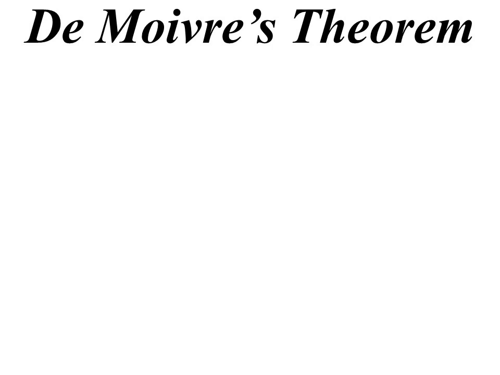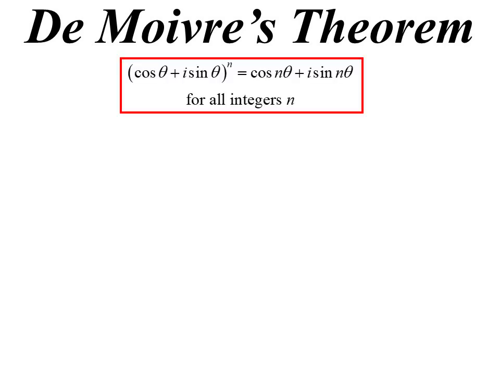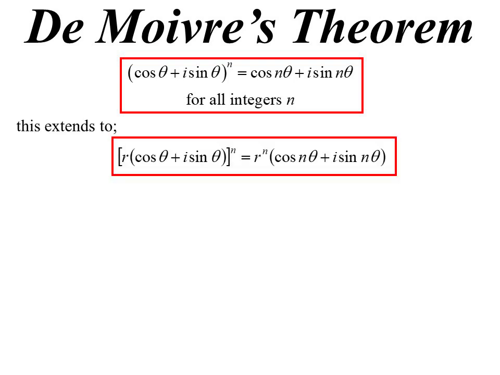Let's return to looking at complex numbers, and we'll start off with de Moivre's theorem, which is this: (cos theta plus i sine theta) to the power of n is cos n theta plus i sine n theta, for all integers n. Now that's actually de Moivre's theorem. It's pretty limited in its use because we'd rather have something like this, which really it extends to anyway.